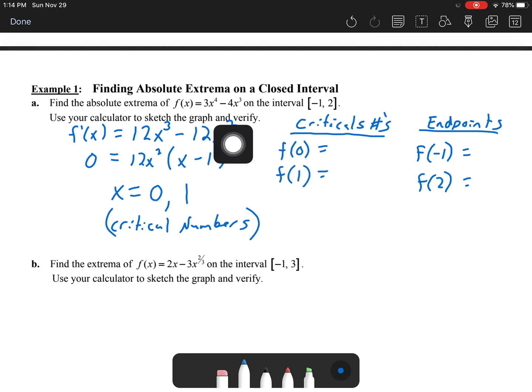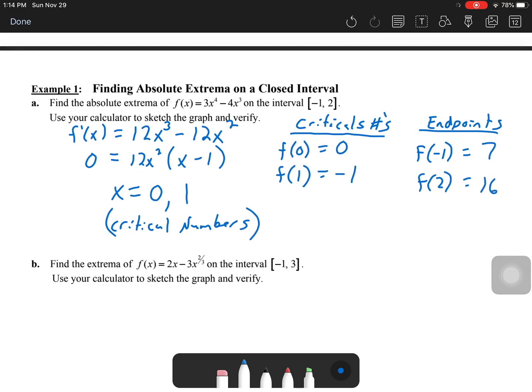You could easily enter these values in. 0 is real easy, we know that gives us 0. If we plug in a 1, we're going to get -1. If we plug in a -1, check that, you get 7. And if you plug in a 2, you get 16.